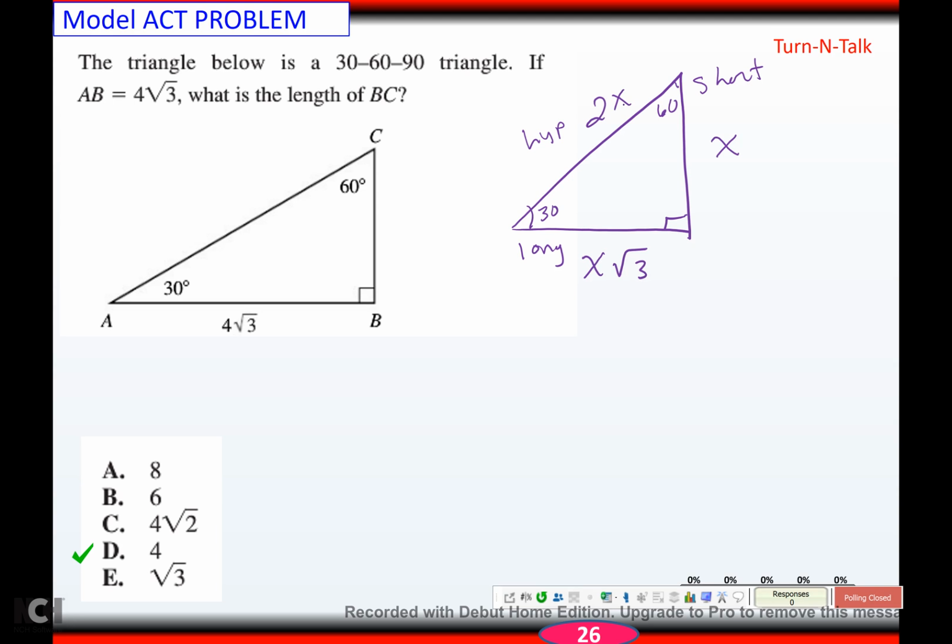Okay? So they're telling me that the long leg is 4 square roots of 3. Which means x is 4. Which means, and they want the length of BC, which would be 4. If they wanted the hypotenuse, then that would be 8. Okay? Classic 30, 60, 90 right triangle problem.